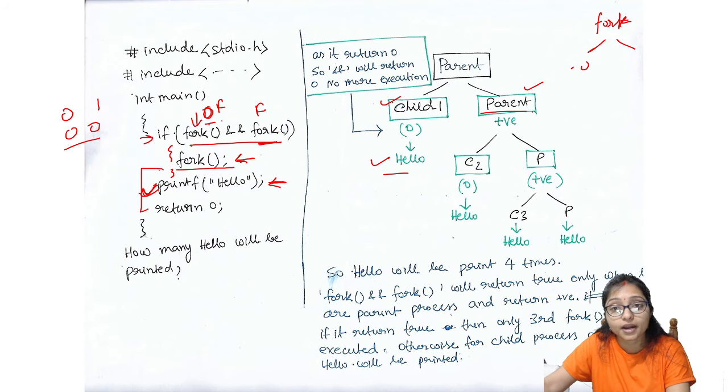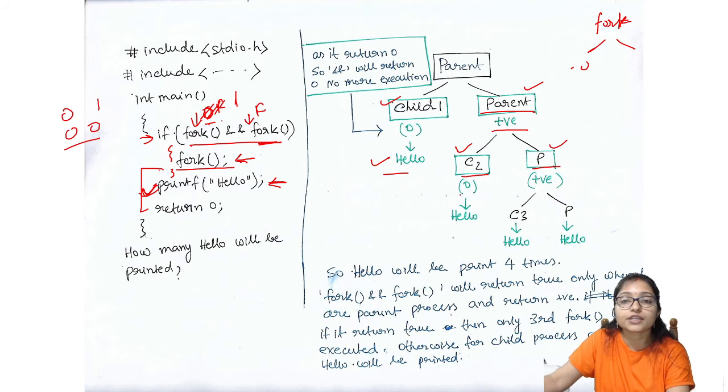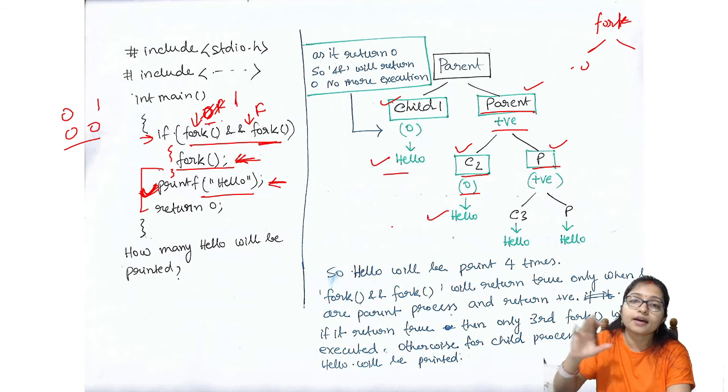Now for the parent part. When it is coming to the next one, it is returning 1, the parent is returning a positive. Now whenever the parent returns positive, next it will try to execute this fork, right? When it tries to execute this fork, it again creates 2 processes. One is child, another one is parent, and the child will return 0. Whenever the child is returning 0, it will not execute this fork. It will execute only this print line and it will print hello, and come out.